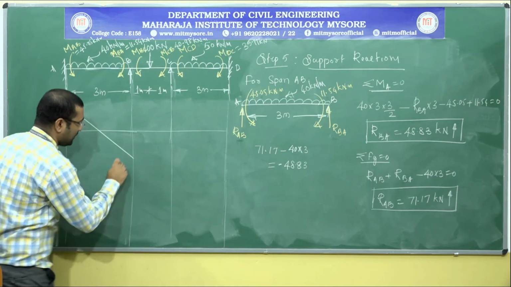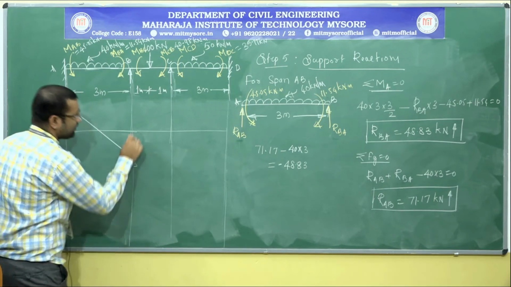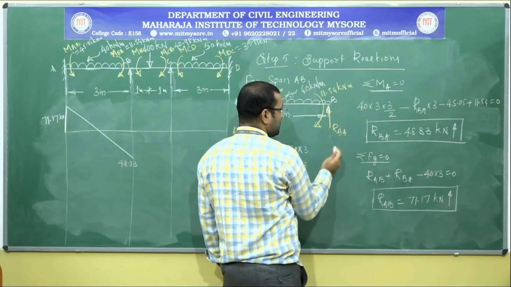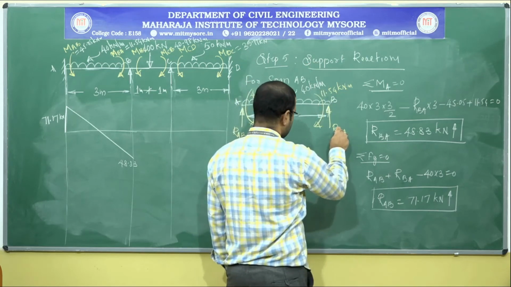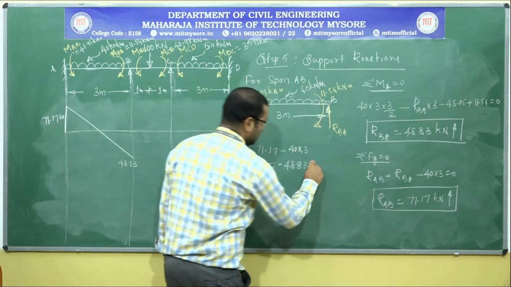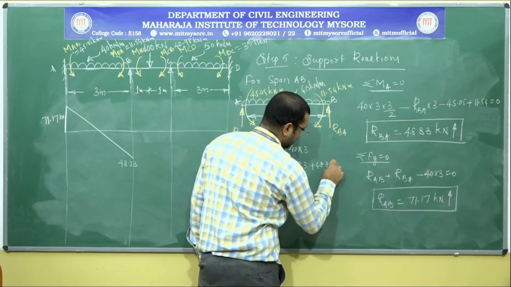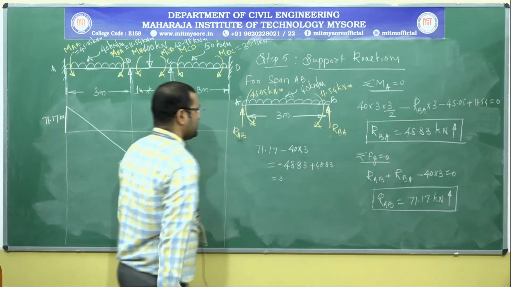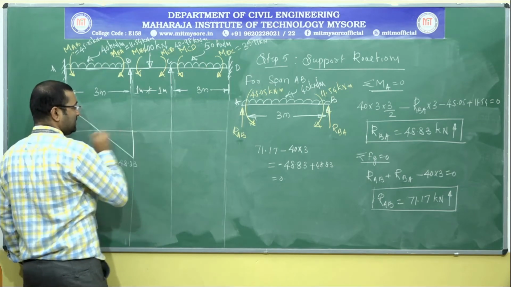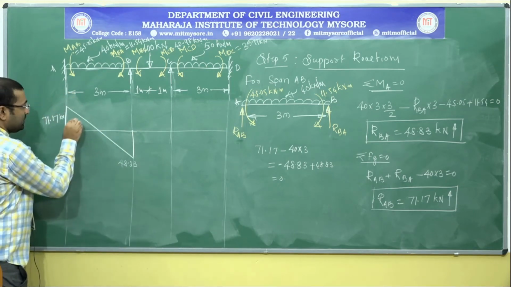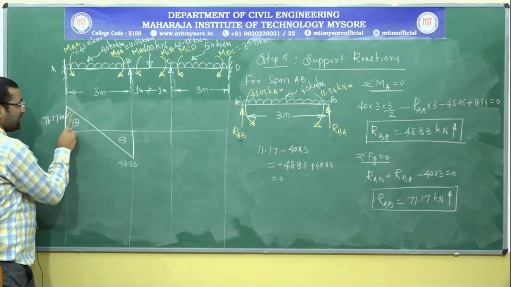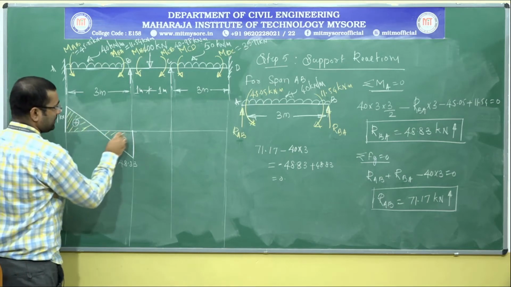So this value will be 48.83, that is at the B point. When we come to the B point, we have a reacting force acting vertically upwards. It means it is a positive value. So RBA value is plus 48.83, so the total will be 0. It means I have to extend this line till 0. So this is a positive shear force, this is negative shear force.